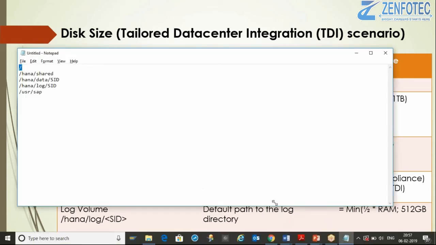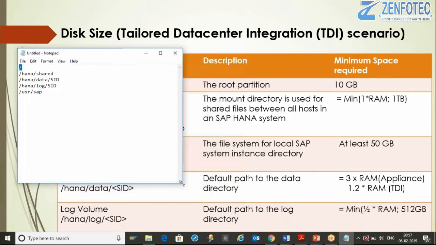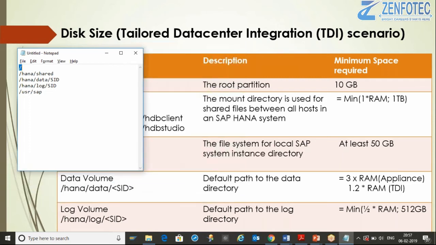my RAM requirement, after calculating, I got 500 GB. So this 500 GB I require for physical memory. What will be the size for HANA shared? HANA shared says you require a minimum, the formula here, 1 x your RAM. So here it is 500 GB, comma, 1 TB. What is the minimum here? The minimum here is 500 GB.